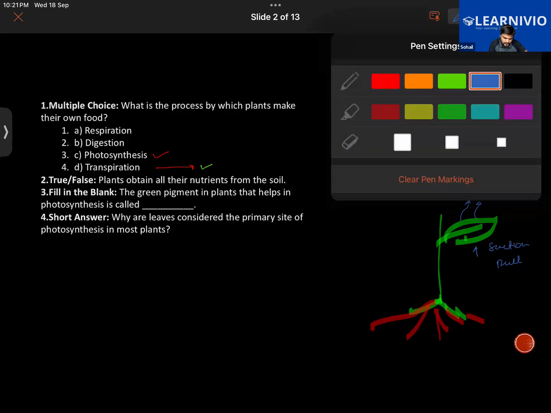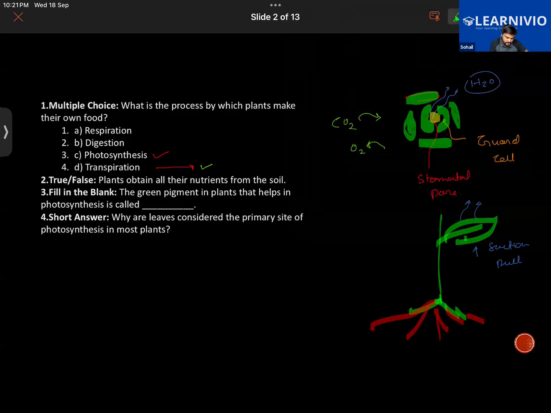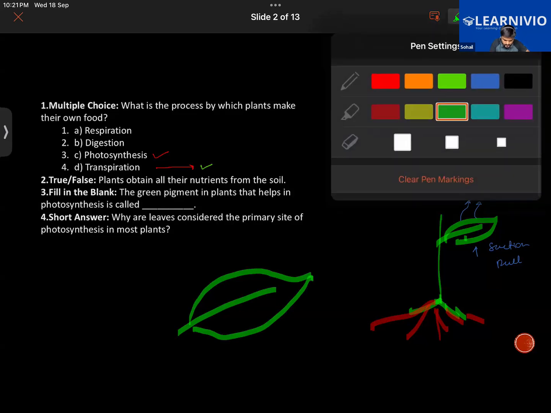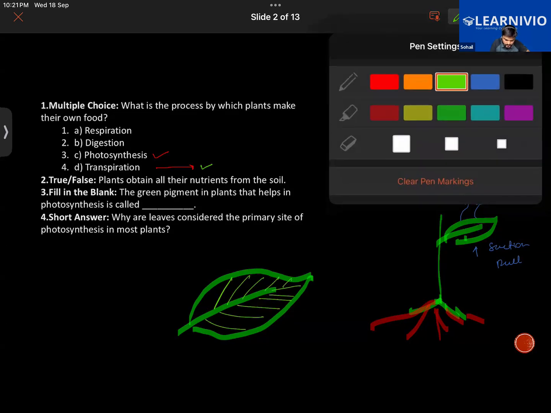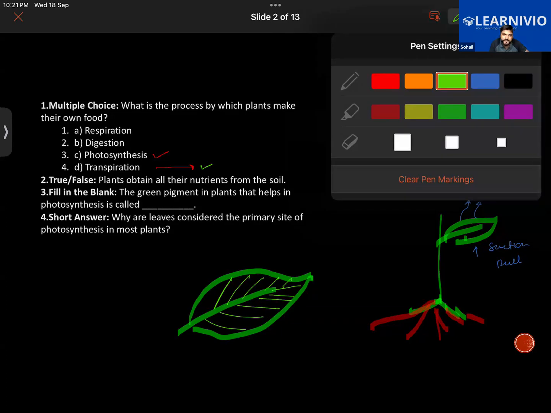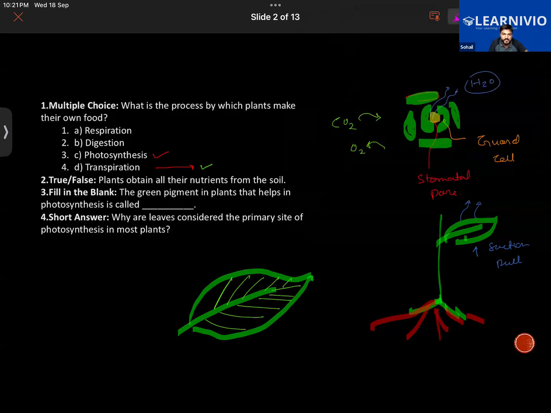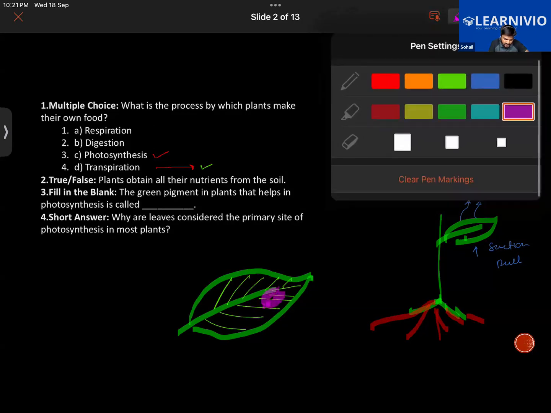Think of this. Because leaves are the ones that absorb sunlight, and the stomata in them do the gaseous exchange and all that. Exactly. Okay, now here I am drawing a leaf.